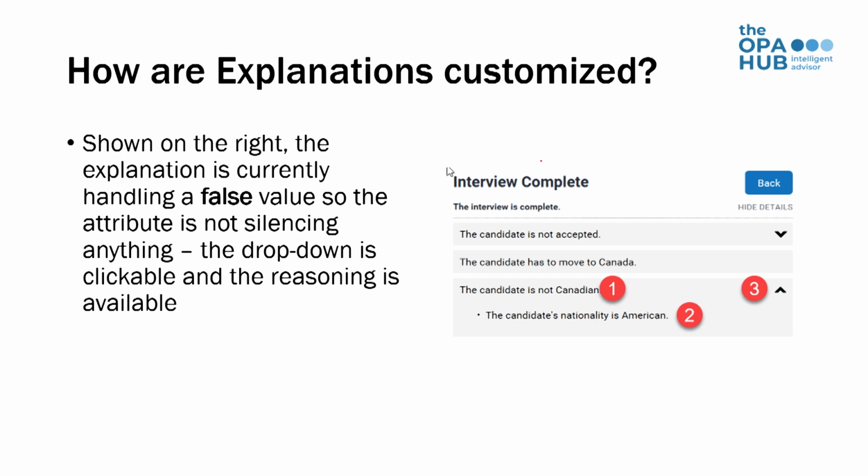In this case, in this screenshot, the candidate is not Canadian, so we do show the information and the clickable arrow provides the extra data. So that's a case of it's shown when it is a false value, but hidden when it's a true value.